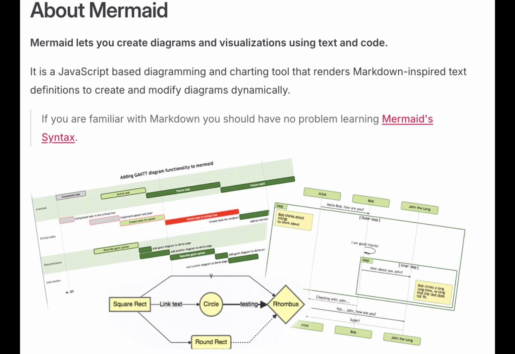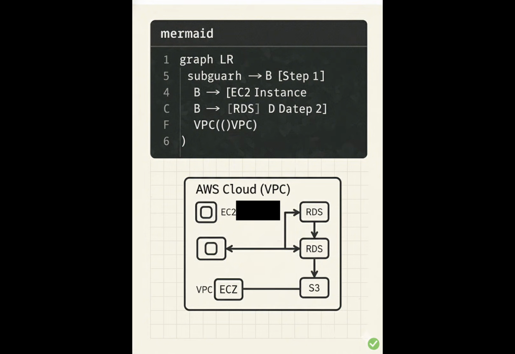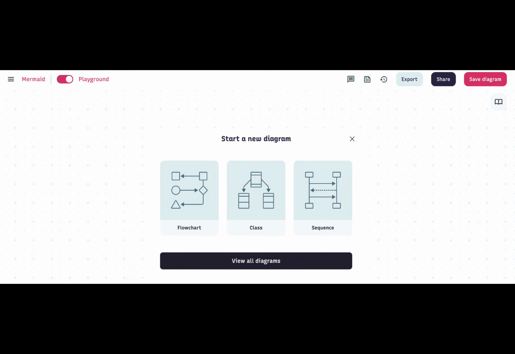Mermaid is a text-based diagramming language. You just type a few lines of text, and it instantly becomes a beautiful system diagram. Flowcharts, sequence diagrams, cloud architectures, everything.